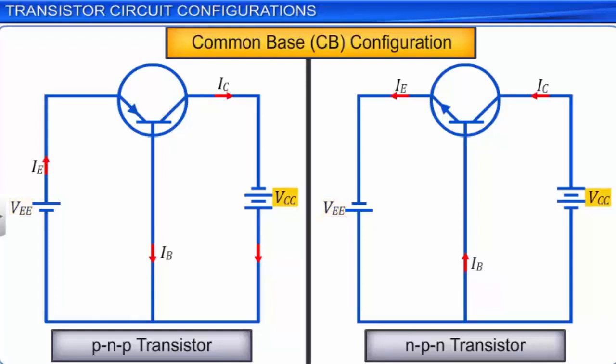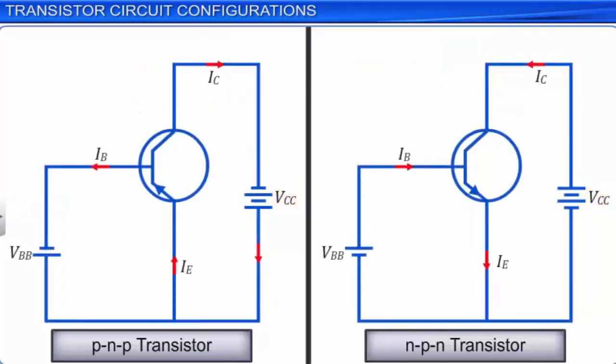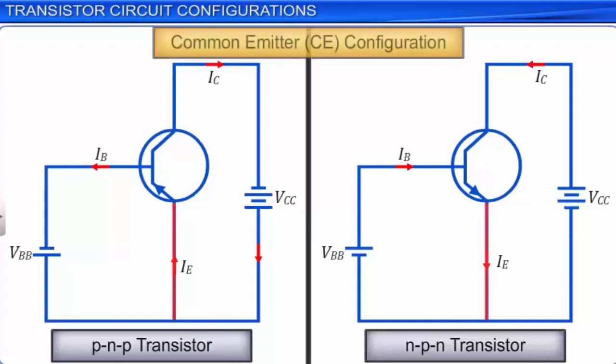When the emitter of a transistor is common to the input and output, the transistor is said to be in the common emitter configuration. In this case, the input voltage is represented as VBB and the output voltage is represented as VCC.